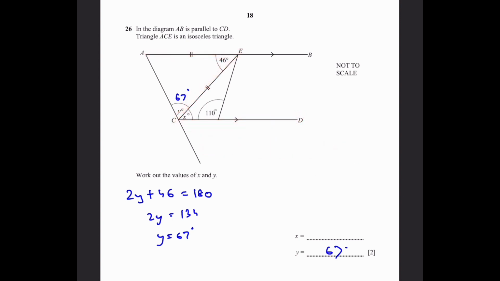And that means these two angles are equal, and these two, if we extend it, are equal. So if these two angles are equal, 46 degrees is equal to x. That means x is equal to 46 degrees due to alternate angles. That's the answer.